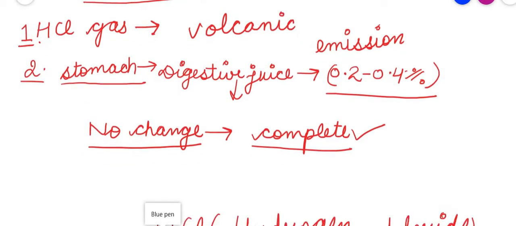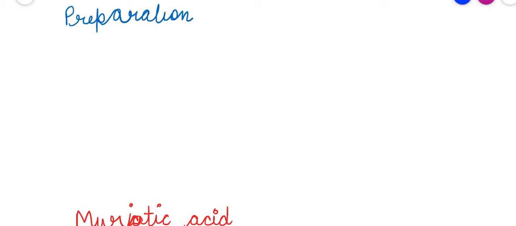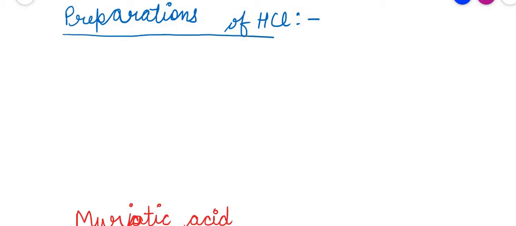And now the second most important topic which we need to learn is a very simple thing. After muriatic acid, we need to learn about the preparation of HCl. What are its preparations? That is the preparations of HCl. Okay, please go through the preparations. The very first are the simple preparations.